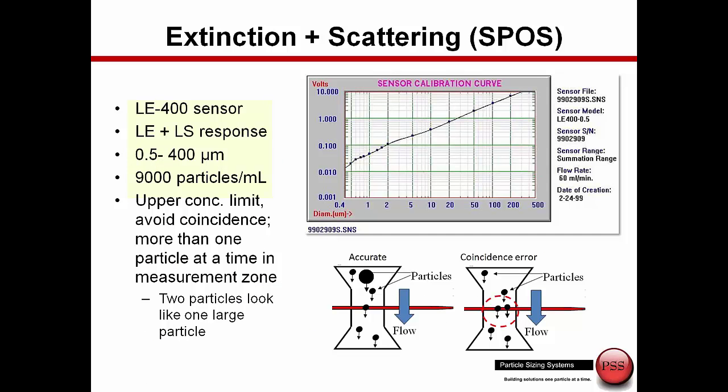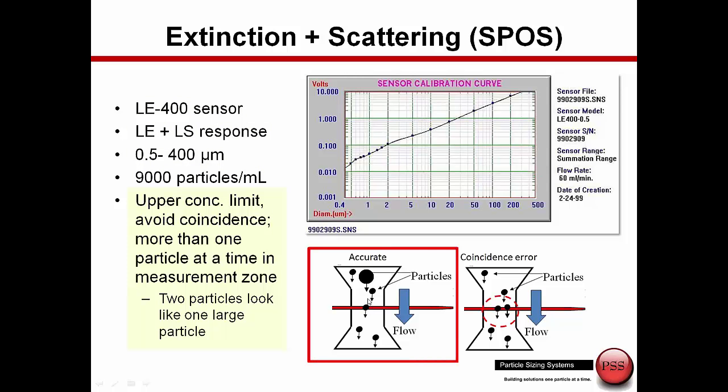This is the LE400 sensor. The LE400 sensor combines light extinction, LE, and light scattering, LS. It has a dynamic range of 0.5 to 400 microns and an upper concentration limit of 9,000 particles per ml. This upper concentration limit is important because what we need to do is avoid coincidence.